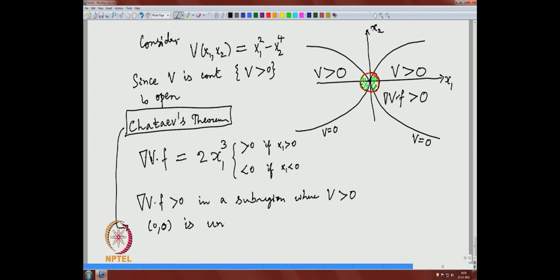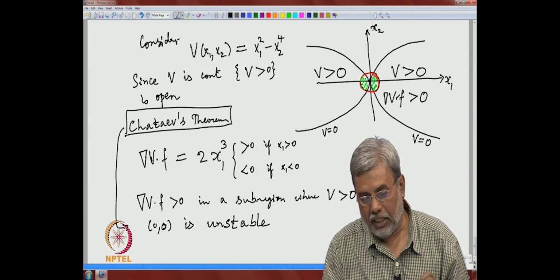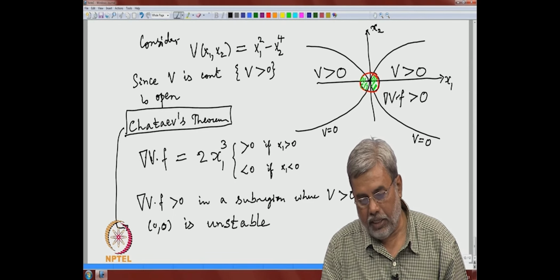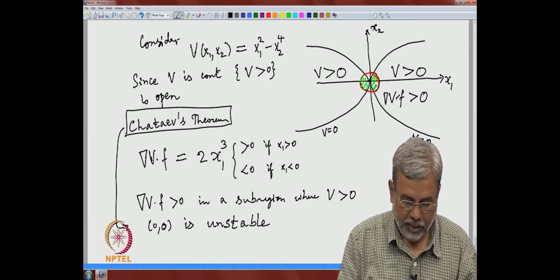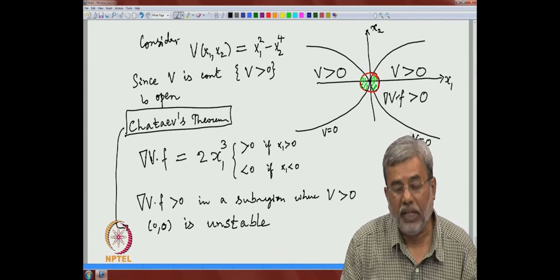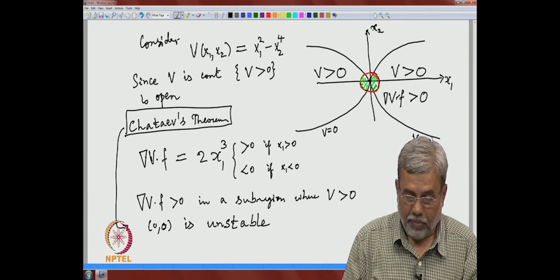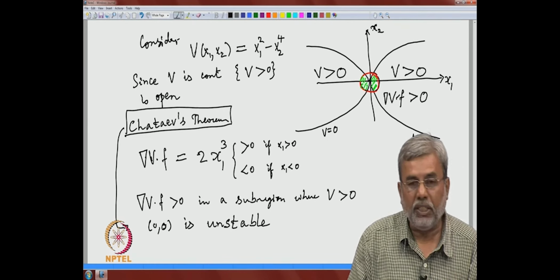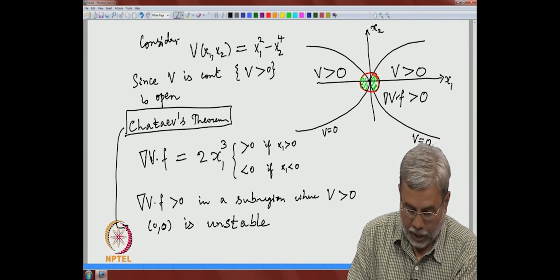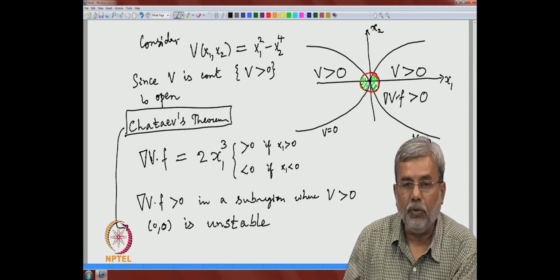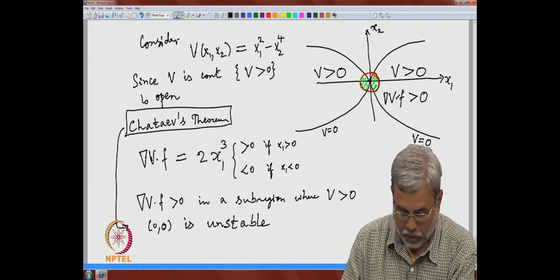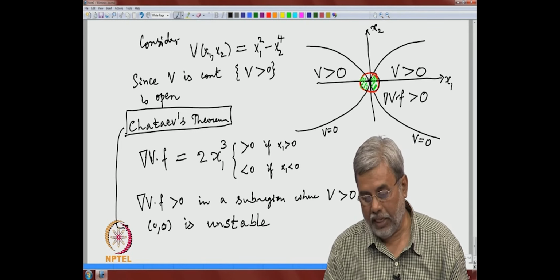So, indeed our initial guess is right, and 0 0 is unstable. And remember here the hypothesis of Lyapunov's theorem is not satisfied. Lyapunov's theorem requires this grad V dot f to be positive definite everywhere in a small neighborhood, but Chetaev's observation was that it is sufficient to assume the positive definiteness in a subregion where V is positive. So, 0 0 is unstable in this case.